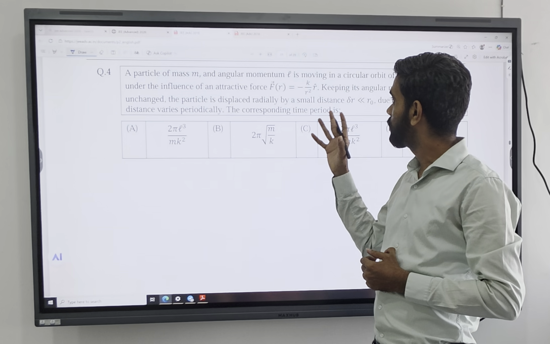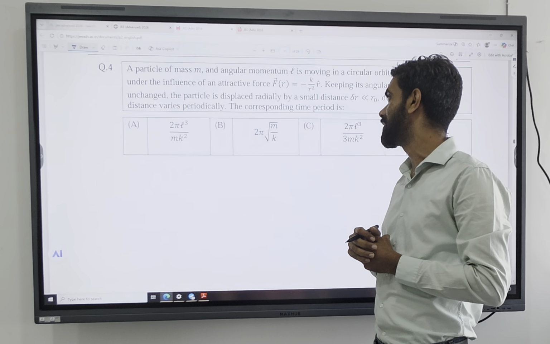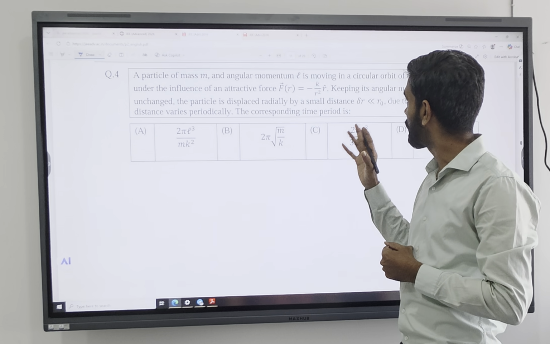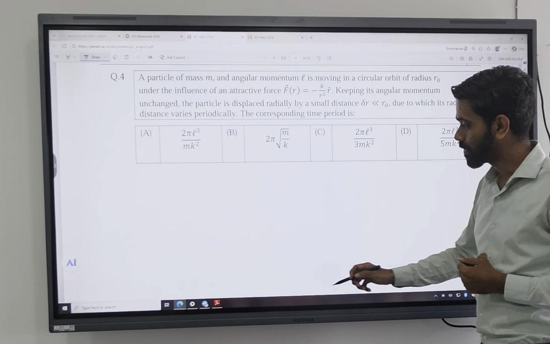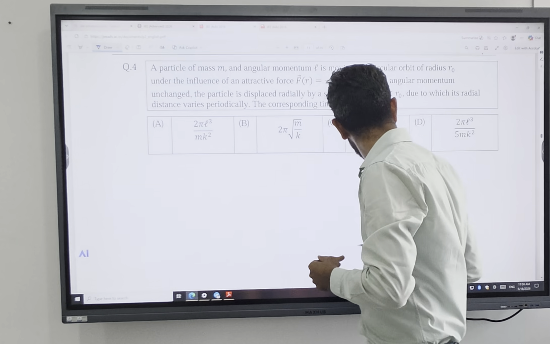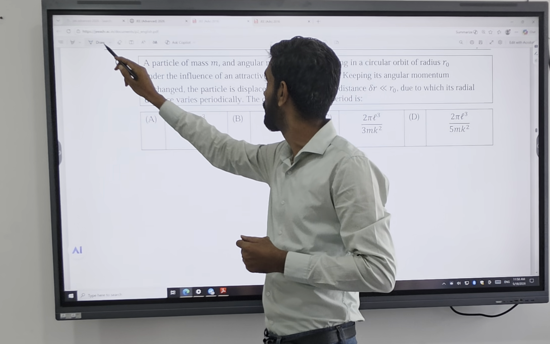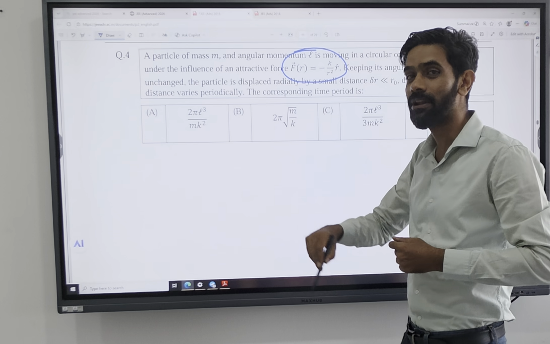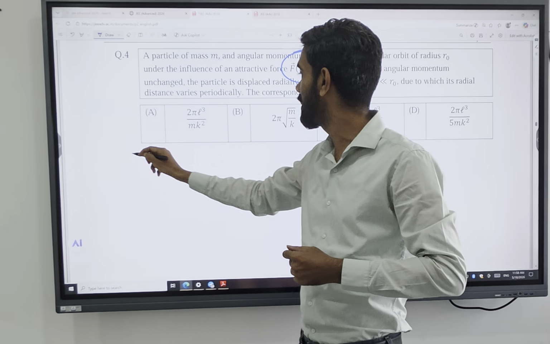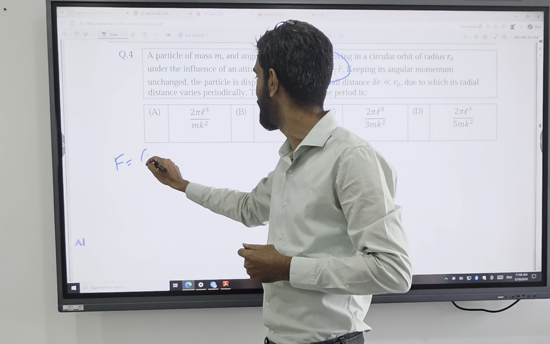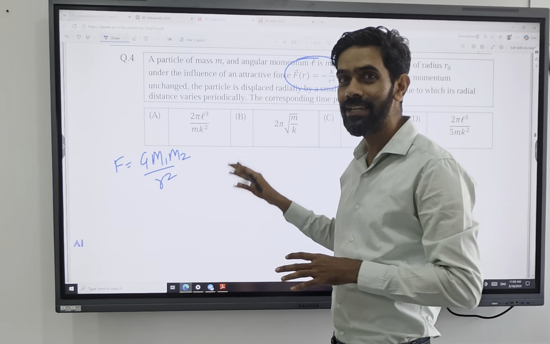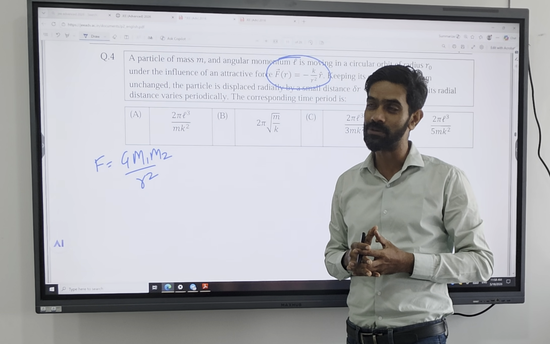So you need to get into the intention of the examiner, what he is asking. Let's see. If you see the expression of the force here, it is similar to our expression of gravitational force. If I compare it with gravitational force, easily I can write it as G m1 m2 by r square. So definitely it has to do something with the gravitational force.